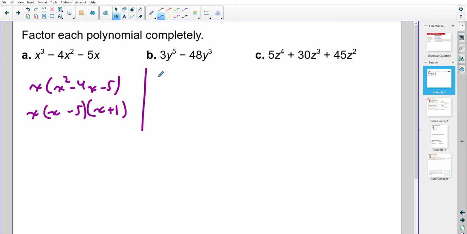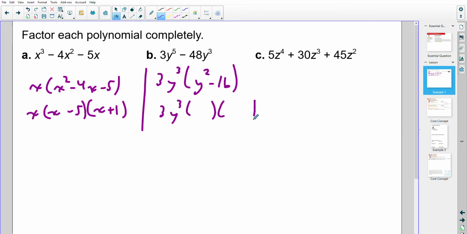Similarly, I would look and see 3y cubed is the greatest common factor between the two. That just leaves you with y squared here and 16. That's it. So now you have a difference of perfect squares, y plus 4 and y minus 4. Again, the middle term, 4y minus 4y gives you 0y, which is 0, and that means that there's no middle term there.